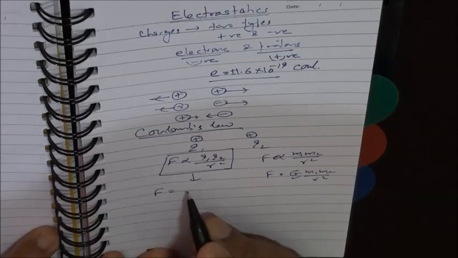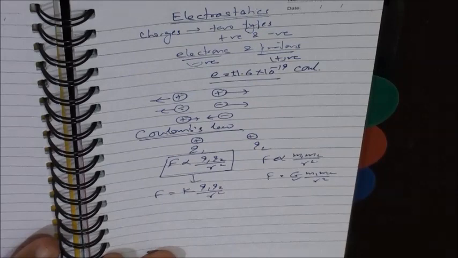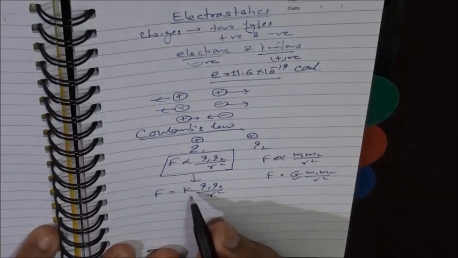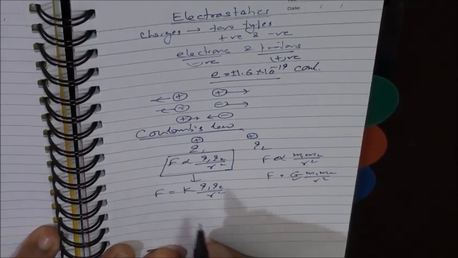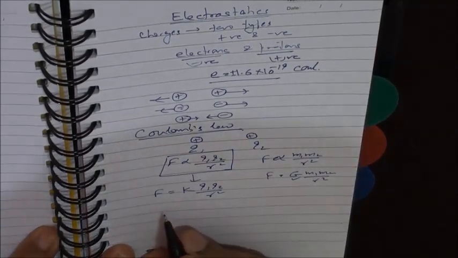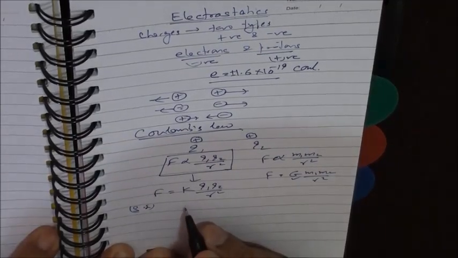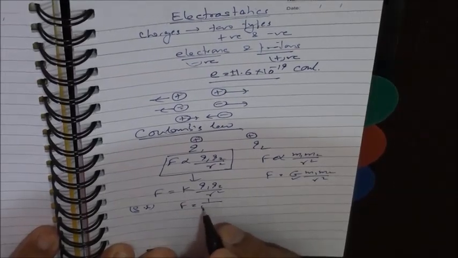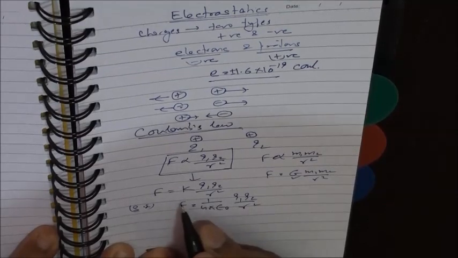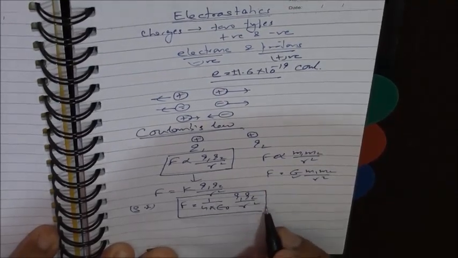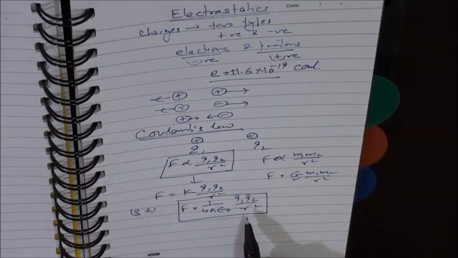When we remove this proportionality sign, we have a constant which depends on the system of units that we are taking, and it also depends on the medium. So if we take SI units, International System of Units, then this is the force between 2 point charges Q1, Q2 separated by a distance R.